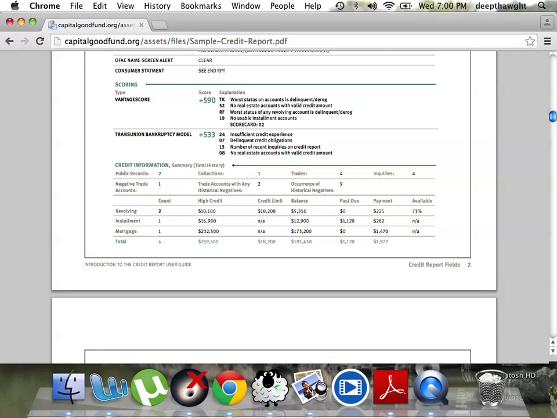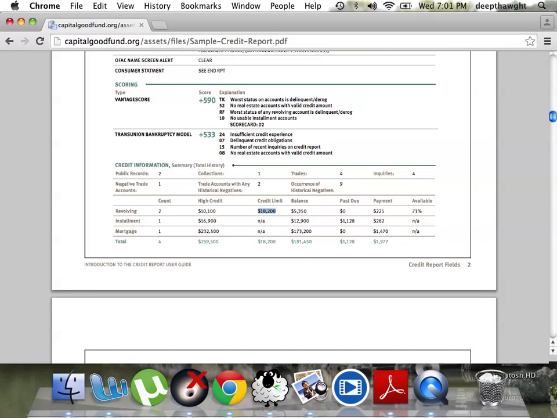You have two credit cards here, revolving, with a high credit of $10,000. The max credit limit was $18,000. So they got an $18,000 credit limit, and their high credit is $10,100, as you can see right here. So they look at these numbers of how you manage your credit, and they have a balance of $5,330, not past due in this section over here. They make a payment of $225, and they have 71% of the credit available.